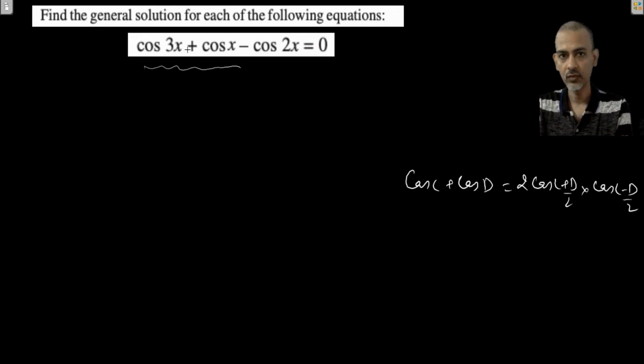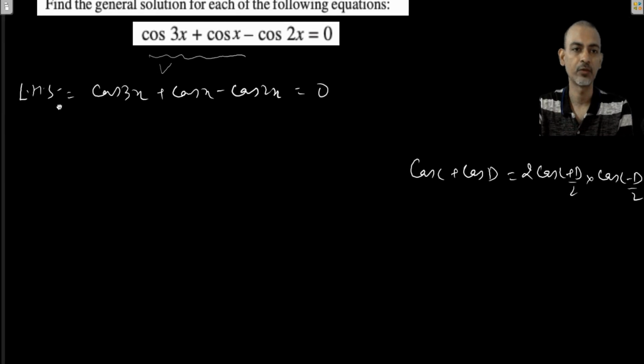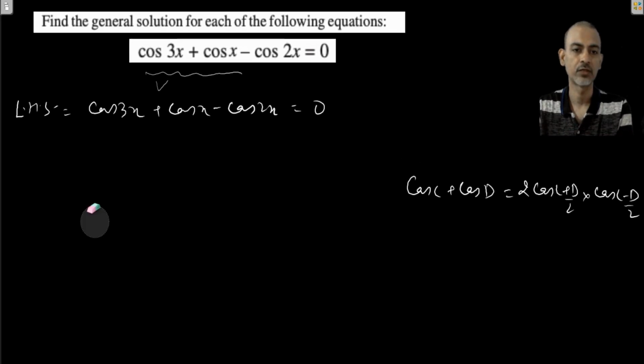In that case, I will be able to take out cos 2x common, and then again I will be able to write it as a product of two factors, right? So that's the reason I will start with this. There is no harm if you start with cos 3x minus cos 2x also, but let's start with the one which I had mentioned. So I will take cos 3x plus cos x minus cos 2x equals 0. We don't have to prove LHS here, but rather we are trying to solve this equation, right?